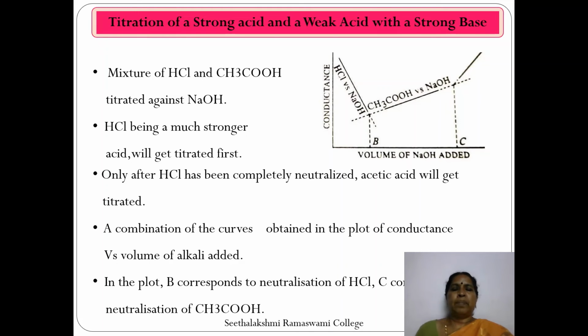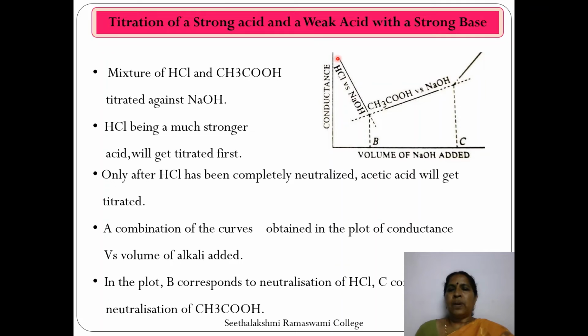Next type, titration of a strong acid and a weak acid with strong base. Here, equal volumes of hydrochloric acid and acetic acid are taken as a mixture, and this mixture is titrated against sodium hydroxide. A combination of 3 curves is obtained and 2 endpoints are observed.